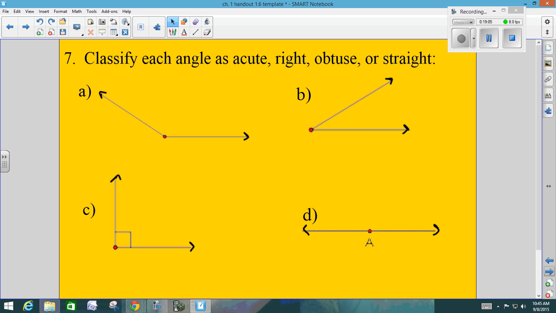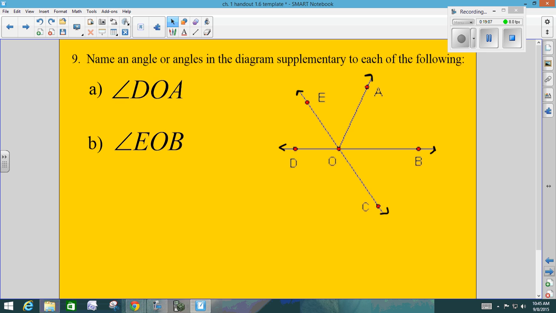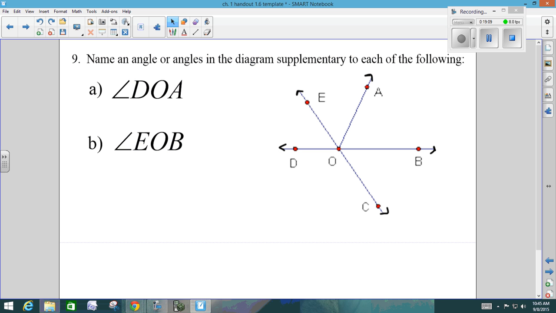Okay, we're going to go to number 9 because we did those other ones in class last week. Number 9 says to name an angle or angles that would be supplementary to the given angle. So for part A, we have to find an angle that's supplementary to angle DOA. You have to remember what it means to be supplementary before you can even find the angle that goes with it.